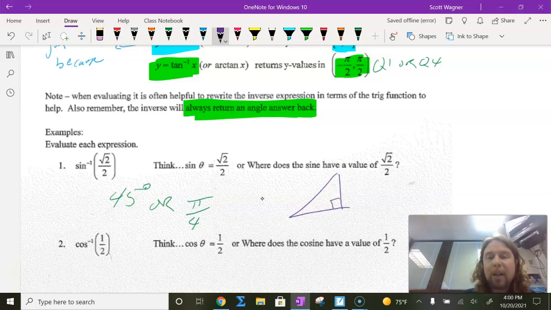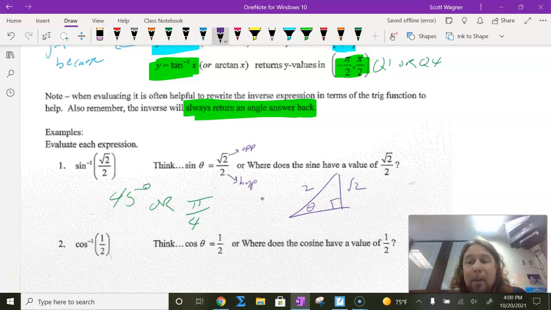So if I draw a right triangle right there and I put theta in the corner, and I'm talking about sine, remember, sine is going to be the opposite over the hypotenuse. So that tells me the opposite side is the square root of 2, and the hypotenuse has got to be 2. Am I looking at a 30, 60, 90 or a 45, 45, 90 right triangle? Well, you can use a little bit of Pythagorean theorem to figure out what the third side is. 2 squared minus the square root of 2 squared is going to equal that last side squared.